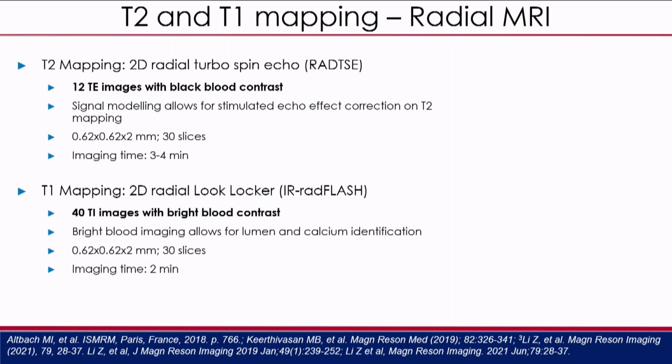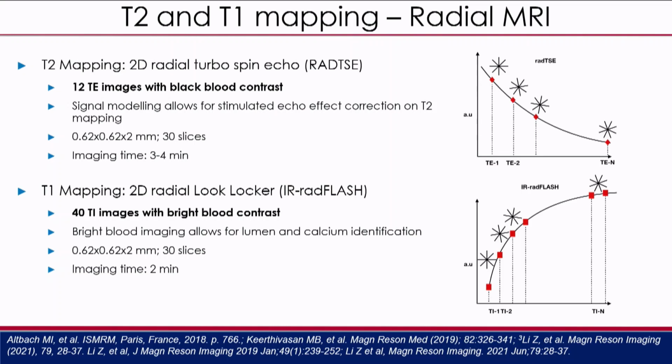So, and this is the work that we've done. We have these T2 and T1 mapping radial MRI sequences. For T2 it is a 2D radial turbo spin echo sequence, which we collect 12 TE images to provide very accurate signal modeling, allowing for imperfections like stimulated echo, and in a fairly short imaging time. And the T1 mapping technique is the 2D radial Look-Locker, produces 40 TI images with bright blood contrast, in about 2 minutes.